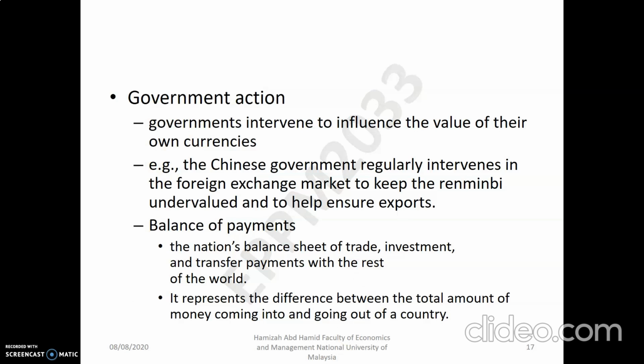It will also be influenced by balance of payments, which is the nation's balance sheet of trade, investment, and transfer payments with the rest of the world. Trade surplus, trade deficit, and so on. It will represent the difference between the total amount of money coming into and going out of a country. Don't be intimidated by this. It just means that if you export more than you import, and the income of your investment is more than your spending for your investment, your balance of payments will be positive. A positive balance of payments is always encouraged.